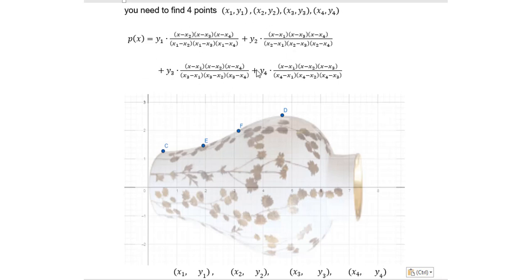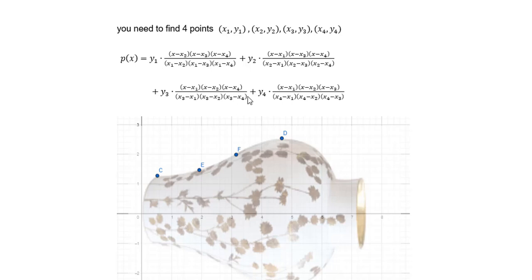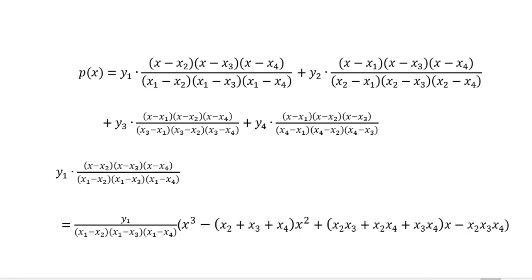Here is the formula for Lagrange interpolating polynomial. I will label C, D, E, F as x1, y1, x2, y2, x3, y3, x4, y4. Then I will use this formula to figure out a cubic function. For this formula, let's explore this: y1 times x minus x2 times x minus x3 times x minus x4, all over x1 minus x2, x1 minus x3, x1 minus x4.